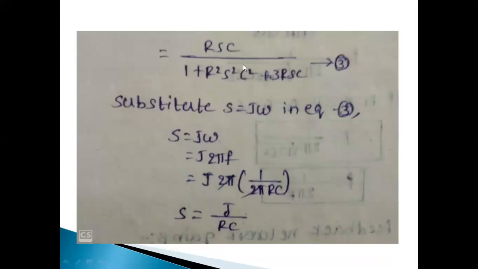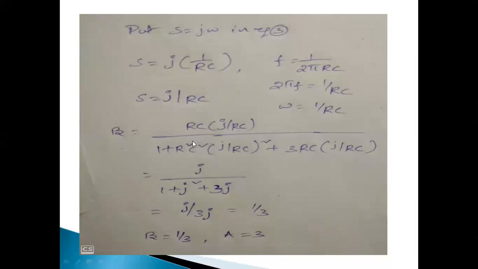If you simplify the equation, RC will be cancelled. Then we have J here by 1 plus, R square C square will be cancelled, and we have J square, and next plus 3 into RC cancelled, and we have J here. So that is 3J. So J by, what is J square? J square is minus 1. So 1 minus 1 is 0. So J by 3J. J, J cancel. So 1 by 3. What is beta? Beta is 1 by 3.